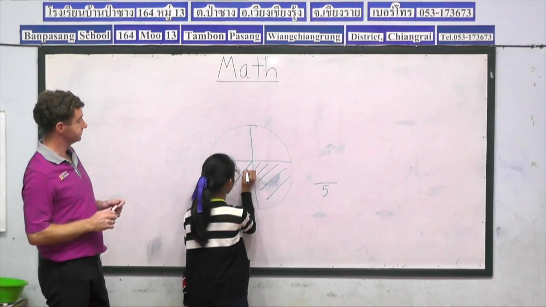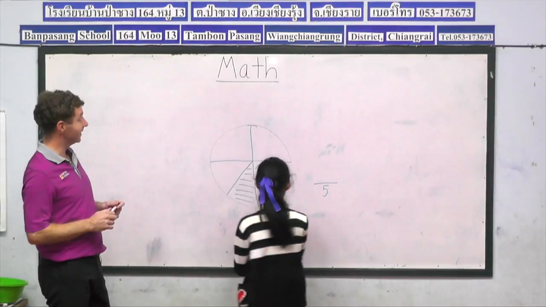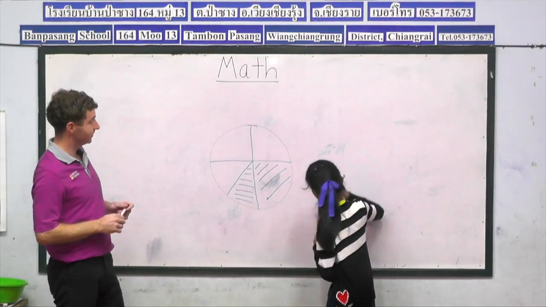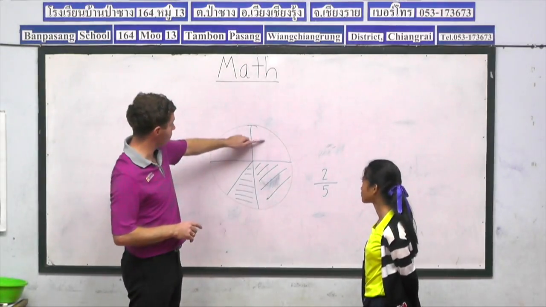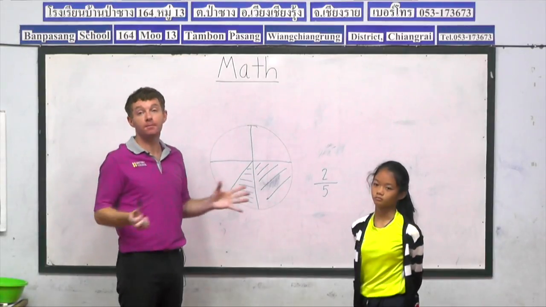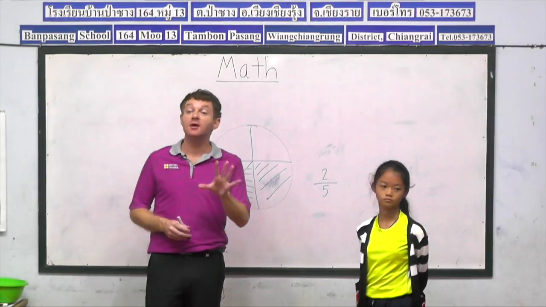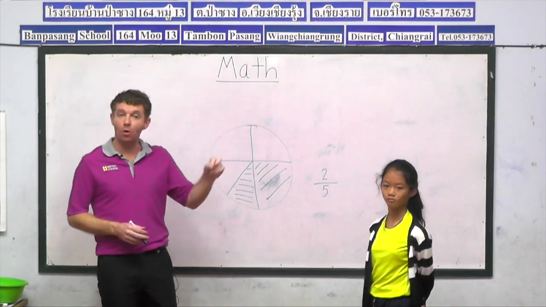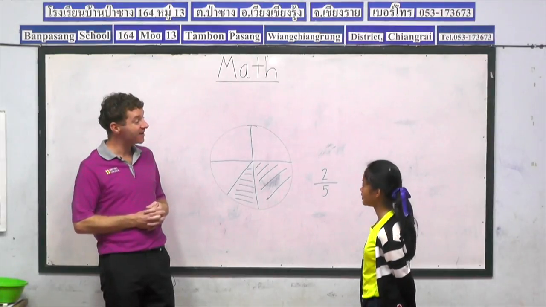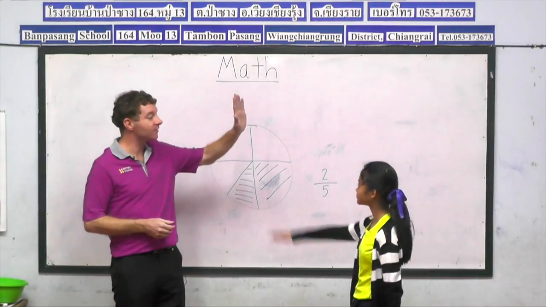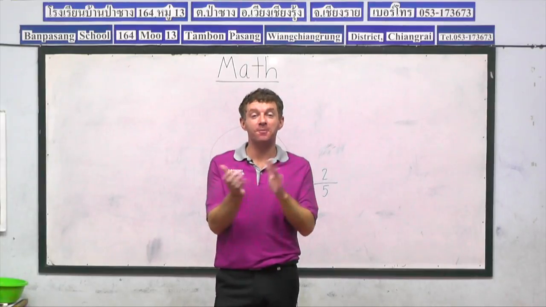One. Two. Excellent. Is that correct? Yes, it certainly is, because Dan has correctly demonstrated 1, 2, 3, 4, 5 parts for our denominator and two parts in blue. So our fraction is 2/5. Can you say that? 2/5. Perfect. Very well done. Big round of applause for Dan, please, guys. And a big round of applause for everyone doing a great job.